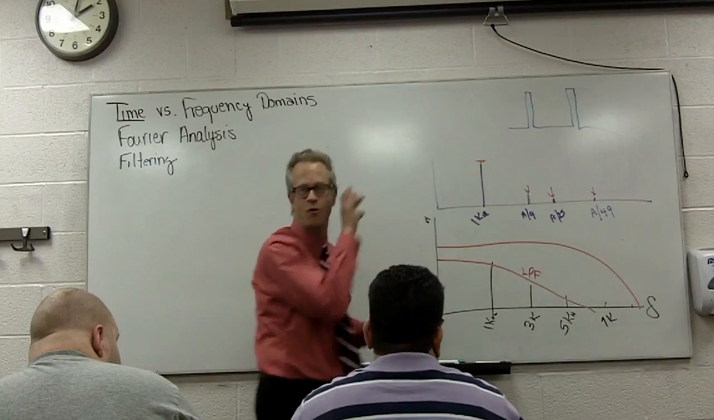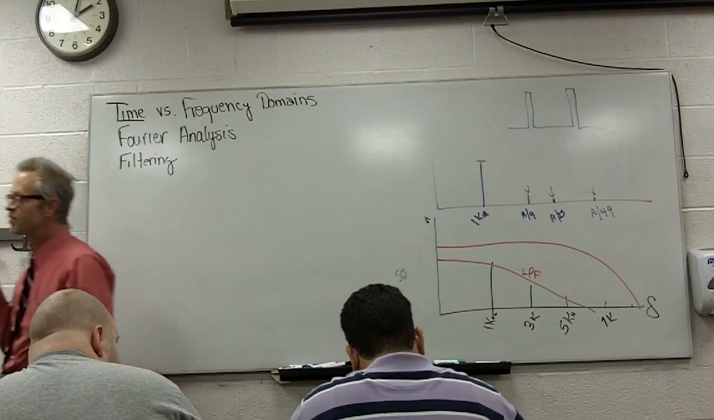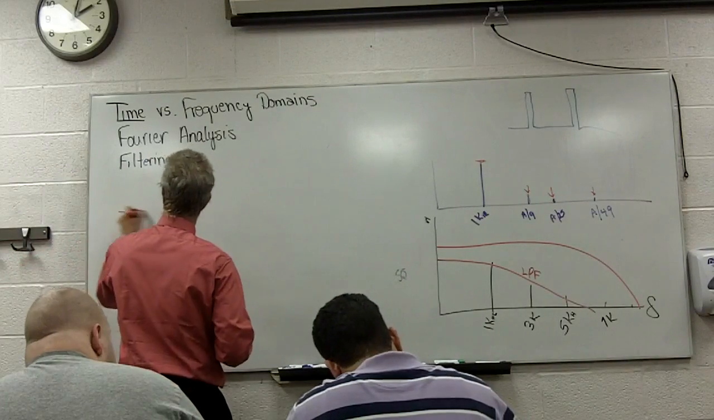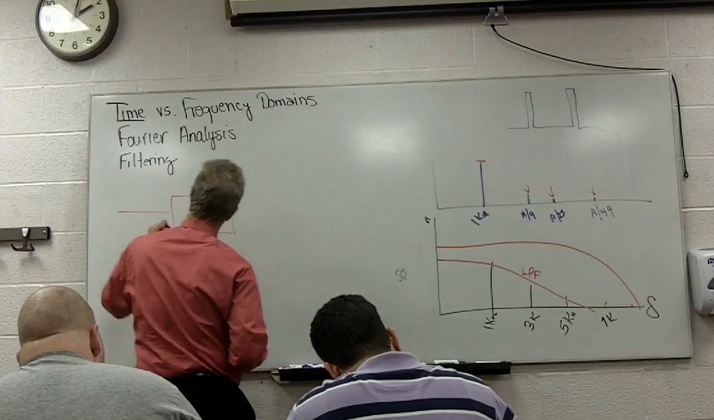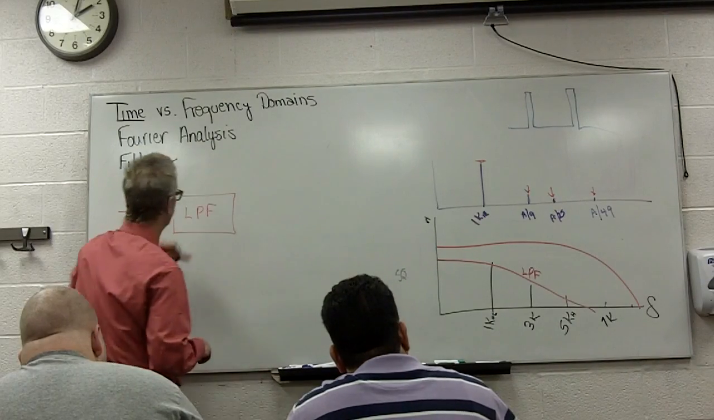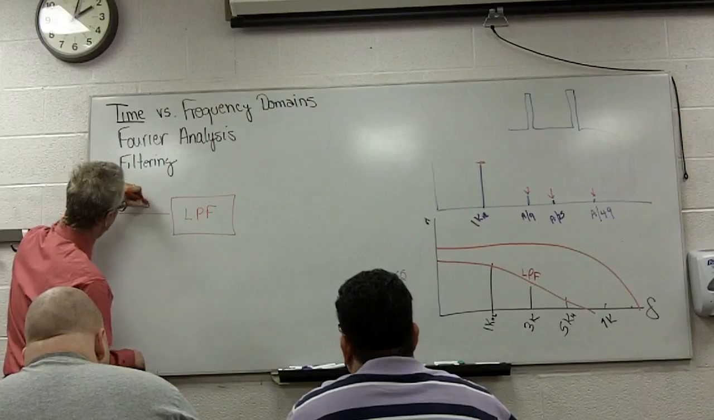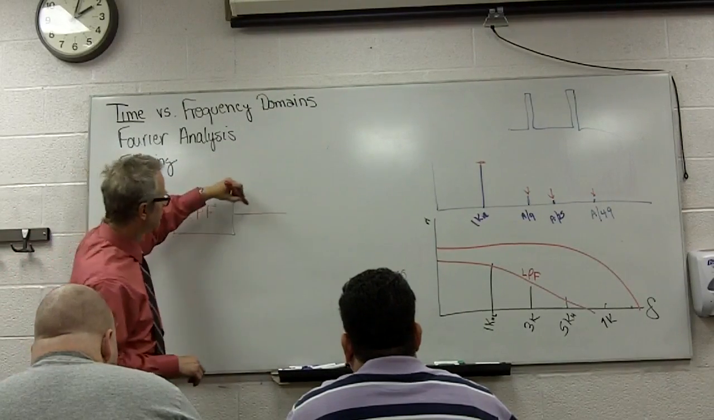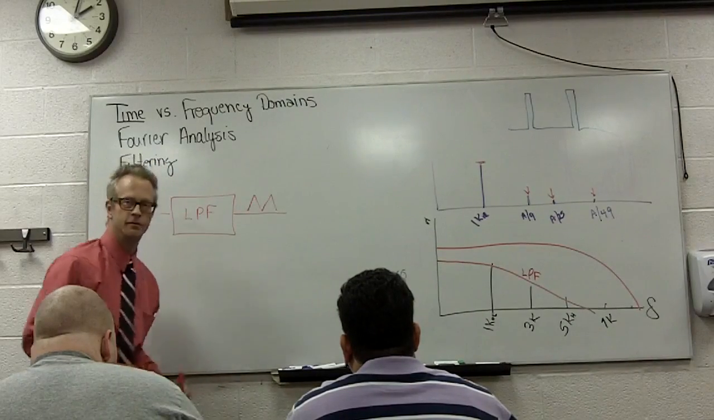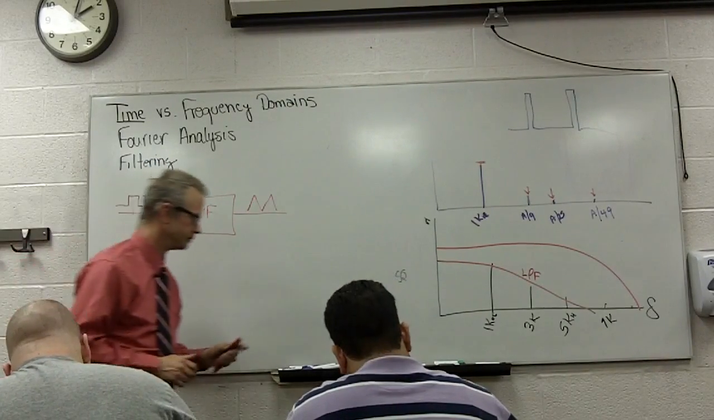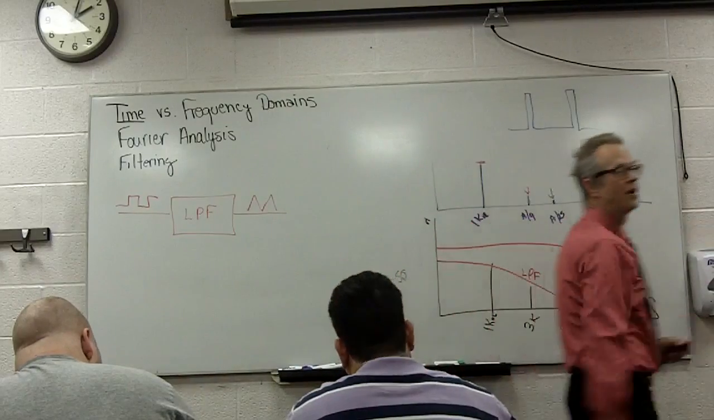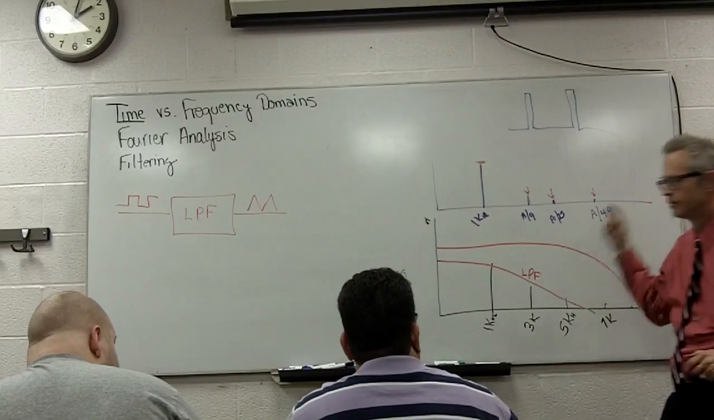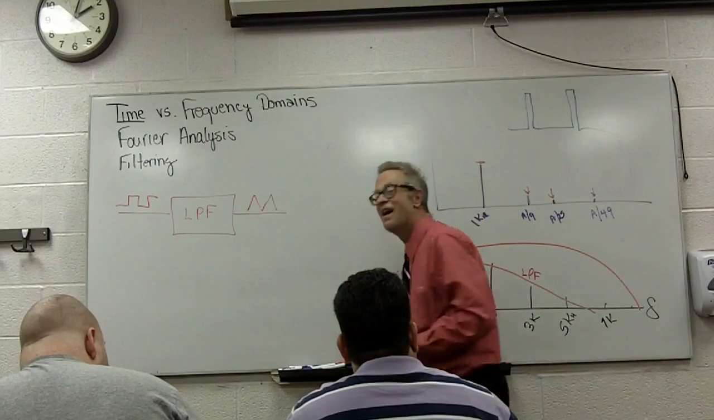So if I were to filter a square wave with a low pass filter, what would I get? I might get a triangle wave. So I'm going to put my square wave through a low pass filter, and out of that is going to come what? A triangle. Because I've cut off some of those, what are these called? Harmonics. I've cut off some of my harmonics.